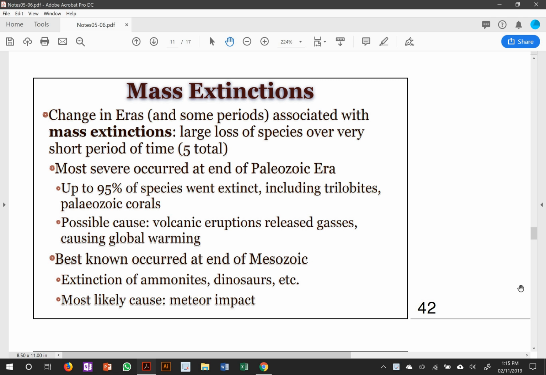Then the one that is probably most familiar is the one that occurred at the end of the Mesozoic. That would be 65.5 million years ago. That saw the extinction of the ammonites, a group of shelled mollusks you'll meet eventually in lab. The end of the dinosaurs, marine reptiles, pterosaurs, and so on, all went extinct there as well. And at least in some cases, we don't really fully understand what caused these mass extinctions. In some cases, we have a decent idea.